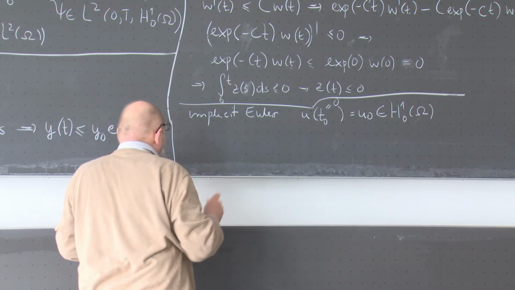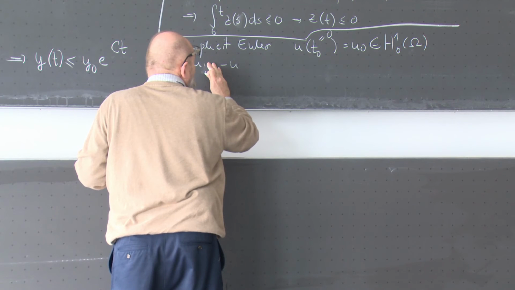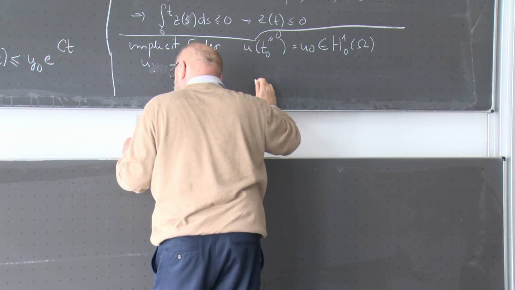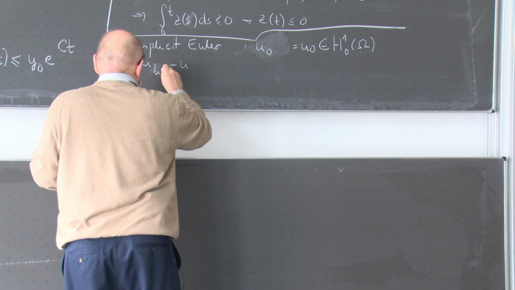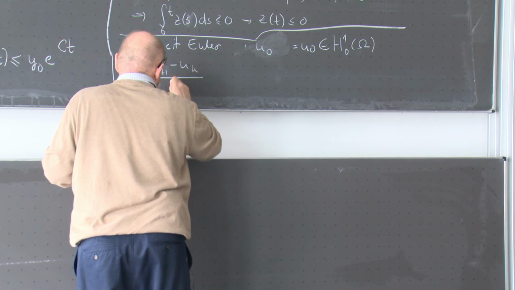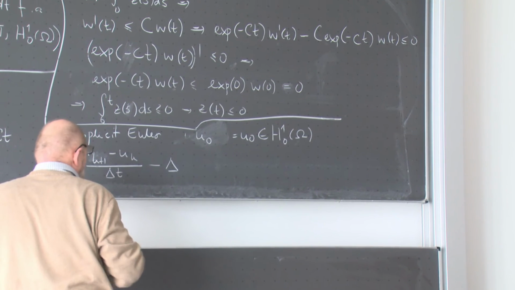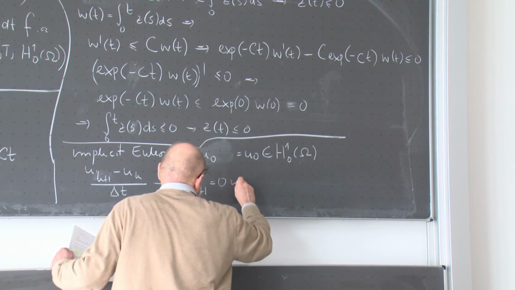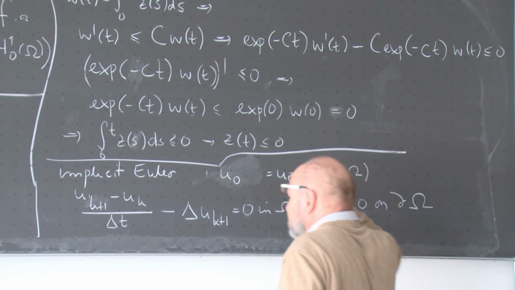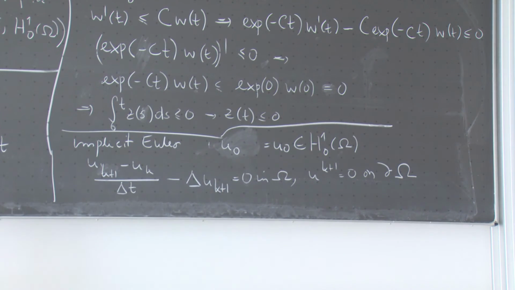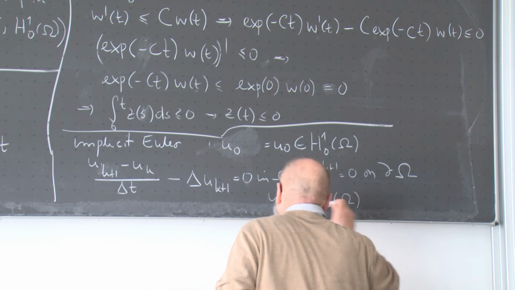And the Euler method means that at each time level k plus 1 we require that this difference quotient substitutes the time derivative, so we have this elliptic equation for u_{k+1}. This is a time stepping which produces us the u_k, and of course the u_k's exist uniquely in H^1_0.